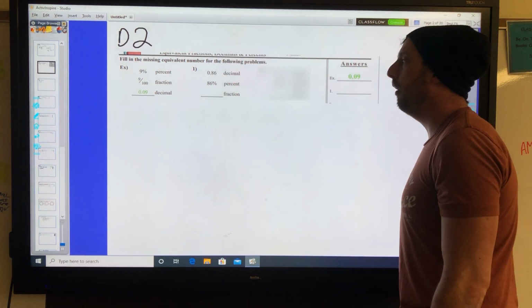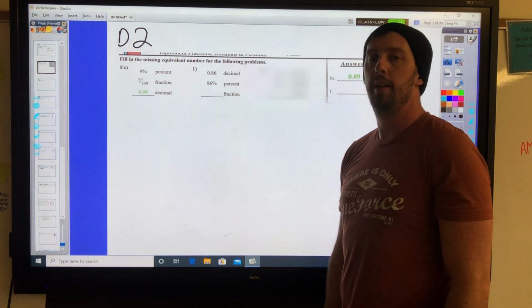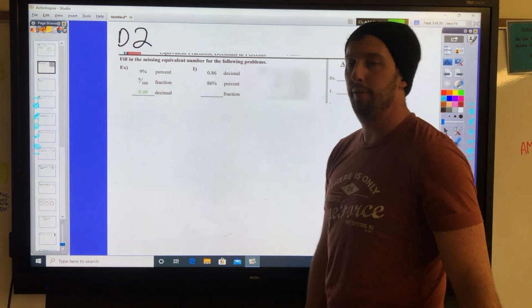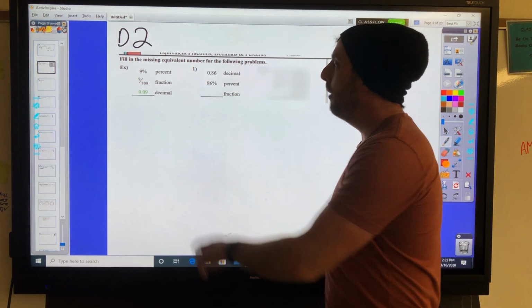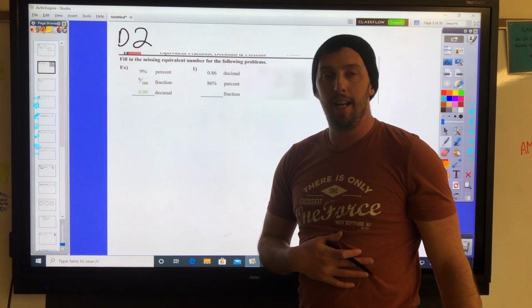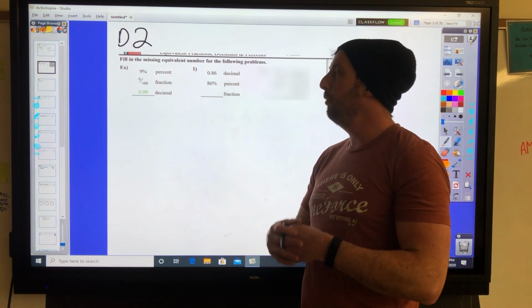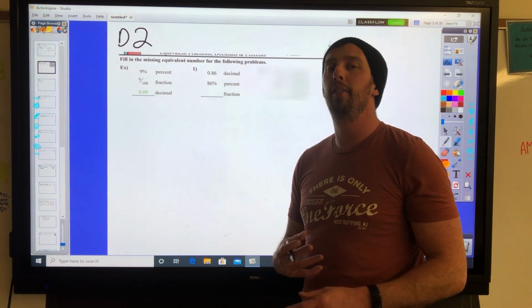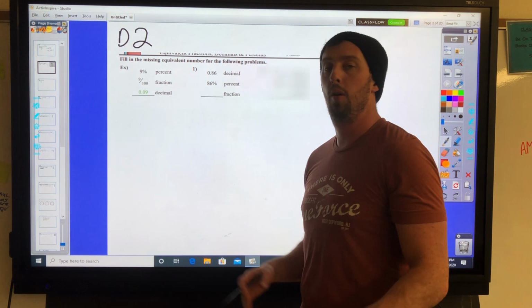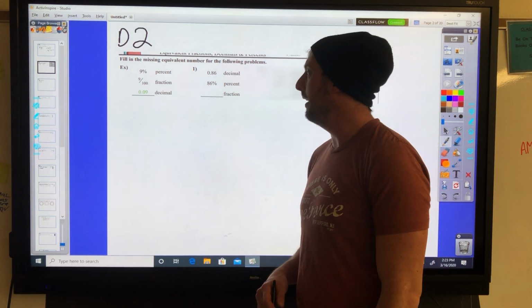Day 2 is all about finding the equivalent fraction, the equivalent decimal, and the equivalent percent. Over here we have an example problem. They already filled it in for us. You have 9%, which in fraction form is 9 out of 100. Just think about pennies and money. If you have 9%, you have 9 pennies out of a total of 100 pennies, which makes $1. And you have the decimal of 0.09.